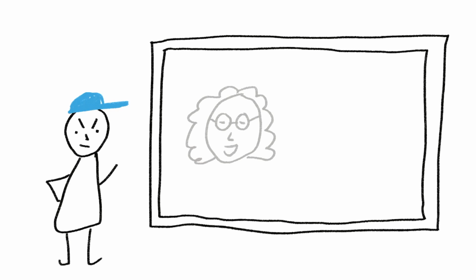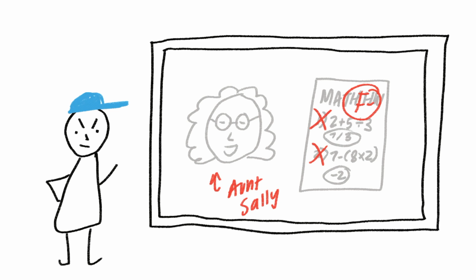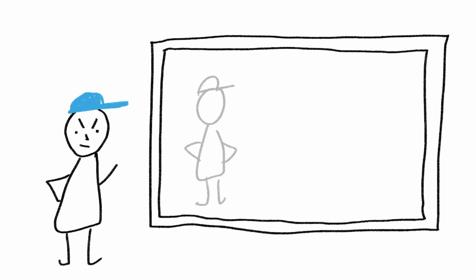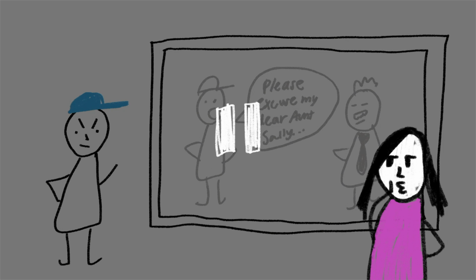Ugh, I have a dilemma. You see, I have an aunt named Sally, and she's supposed to help me do math homework, which is on order of operations, but she always solves the problem in the wrong order. I have to go tell the teacher all the time to please excuse my dear Aunt Sally. Billy! What are you doing here?